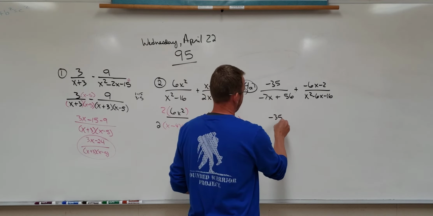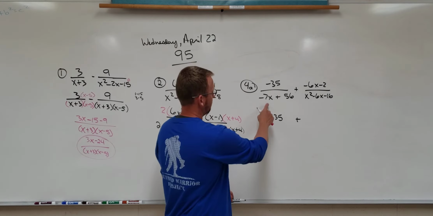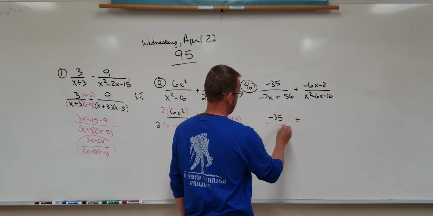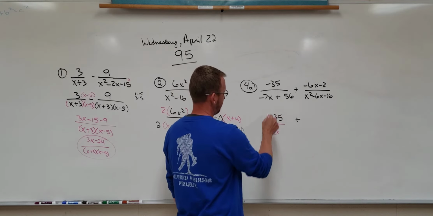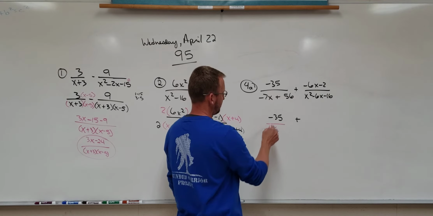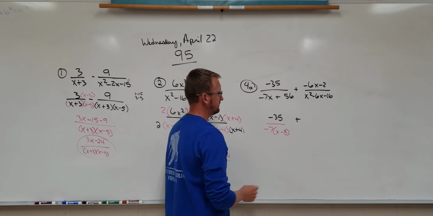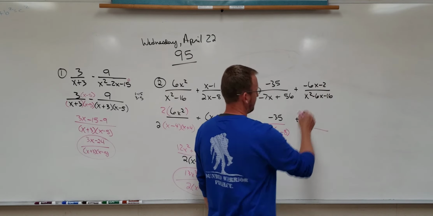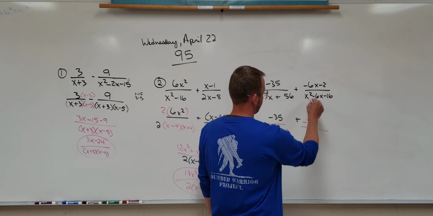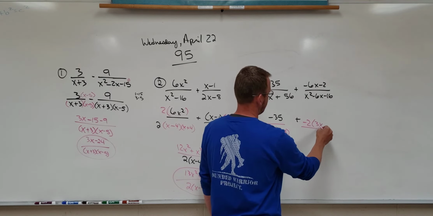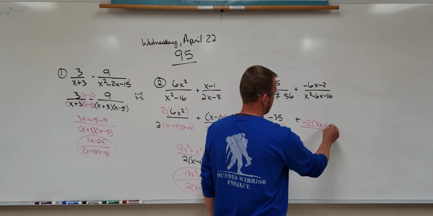This is going to stay negative 35. This is going to stay a plus. Everything else is going to change. Can I factor out of here? Negative 7. Negative 7 divided by negative 7 is 1x. 56 divided by negative 7 gives us a negative 8. Over here, what can I take out? Take out a negative 2. So negative 6 divided by negative 2 gives me 3x. Negative 2 divided by negative 2 does not cancel out. It becomes 1.